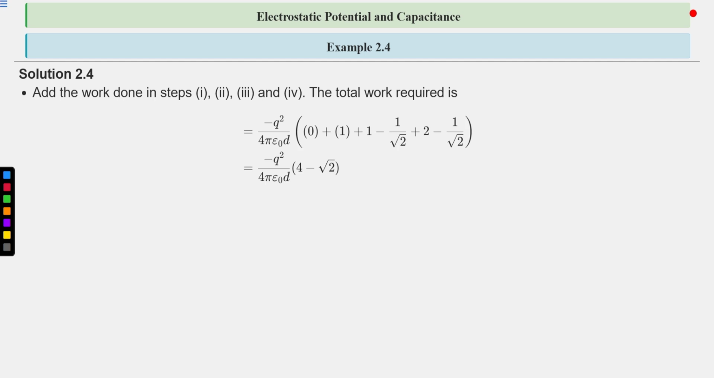At first charge, work done is 0. Another, we are taking this term common. After that, work done to bring the second charge is this term into 1. Work done to bring the third charge is this term into this. And work done to bring the fourth charge, this into this. We are taking this common. And after solving, total work done comes out to be minus Q square upon 4 pi epsilon naught D, 4 minus root 2. This is the total work done to make the configuration of 4 charges.